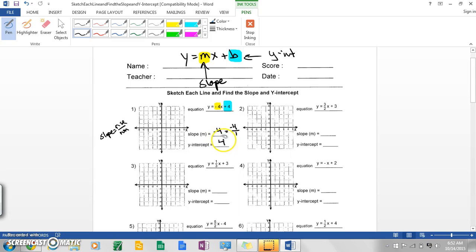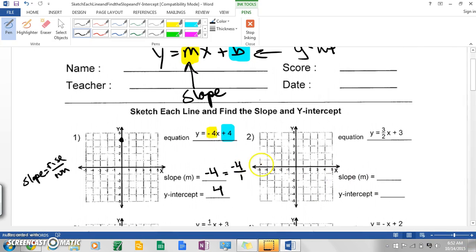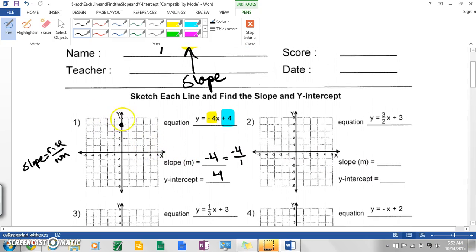When we go to graph our line, we're going to start at our y-intercept. We're going to start up here at 4. I'm going to zoom in so we can see a little bit clearer. Start at my y-intercept at 4, and then our slope is negative 4 over 1. What I can do now is count down 4: 1, 2, 3, 4, then over 1. I now have 2 points. All I need to do is connect these 2 points, and I have my line.